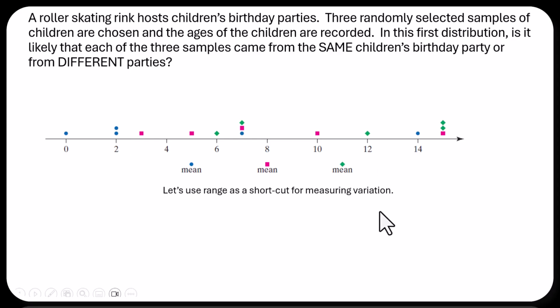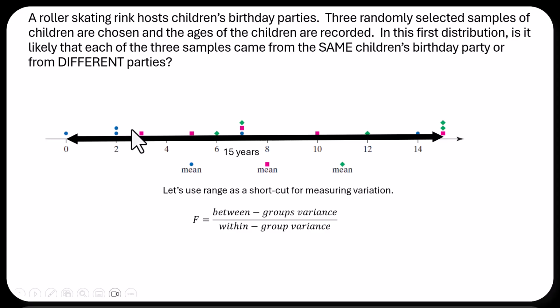So let's do the same thing again. We are just doing a quick and dirty visualization. We're using range to represent variation. It is not the same as variance. We're just trying to visualize what we're doing when we calculate the F statistic. Okay, so the range from the smallest data point to the largest data point for all the groups is 0 to 15, so we have 15 years. So our between groups range, what we're using to approximate the between groups variance, is 15.